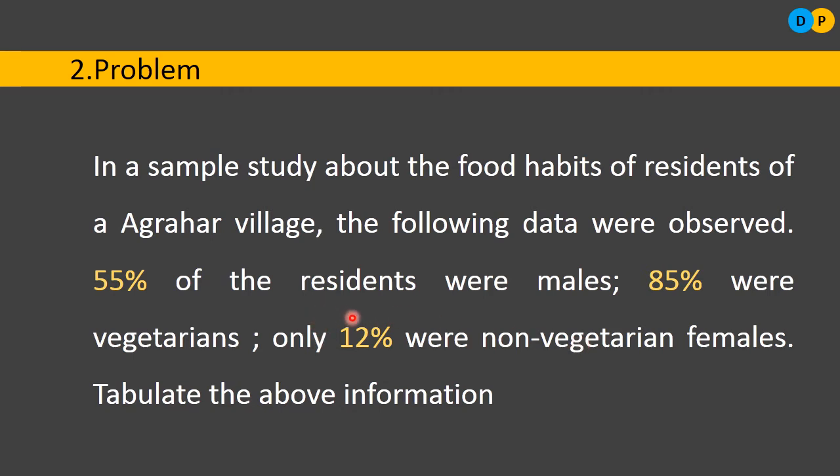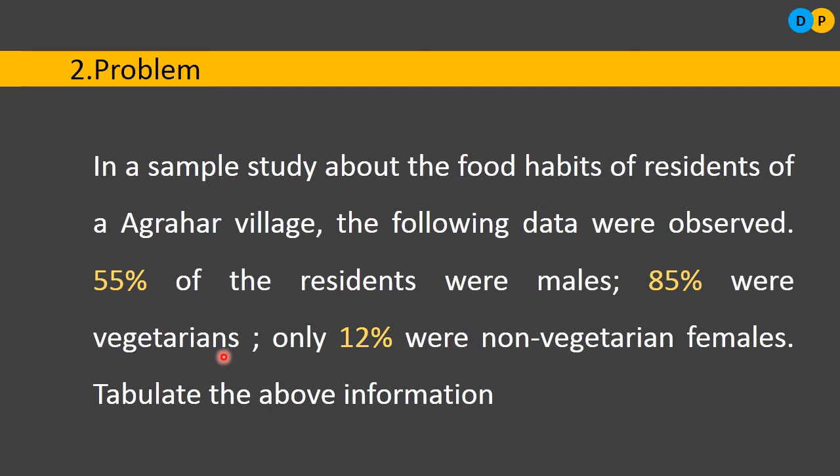The important characteristic here is that they have talked about males. If they are talking about males, 55% of the residents were males, then what about females? So the first characteristic is sex, males and females. Similarly, the second characteristic is 85% were vegetarians; they were talking about vegetarians and non-vegetarians. Very simple. So the first characteristic is sex, whether males or females, followed by whether they are vegetarians or non-vegetarians. They have given us only two characteristics.